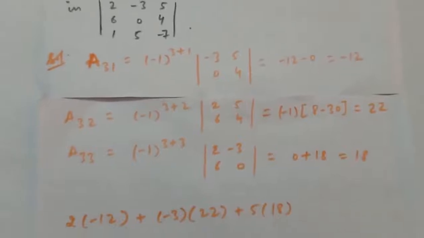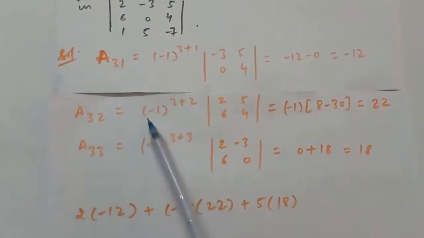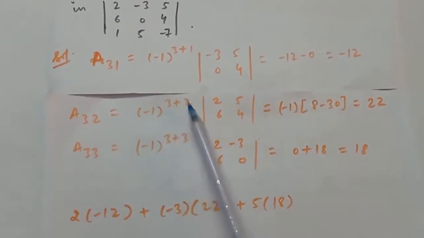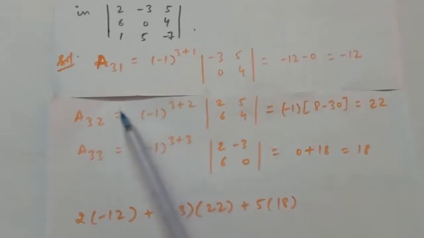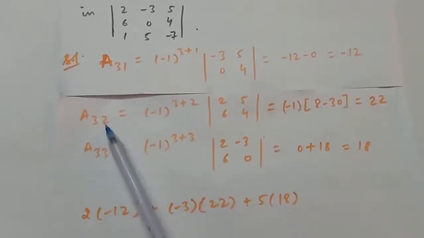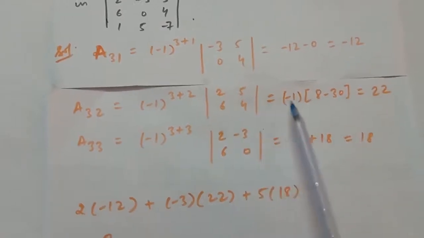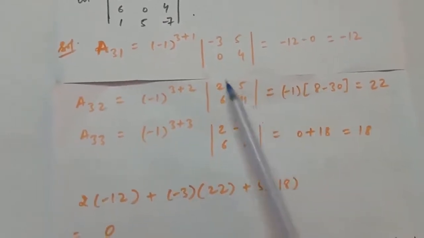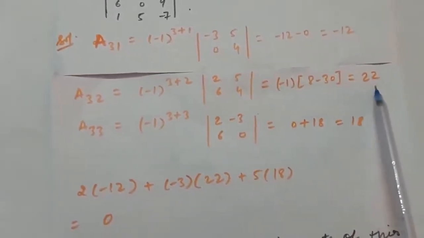Now A32, that is the cofactor of this element 5. So this will be minus 1 raised to the power 3 plus 2 into the determinant you will get after deleting the third row and second column. So it will be 2, 5, 6, 4. So this will be minus 1 into 8 minus 30. So the answer will be 22.